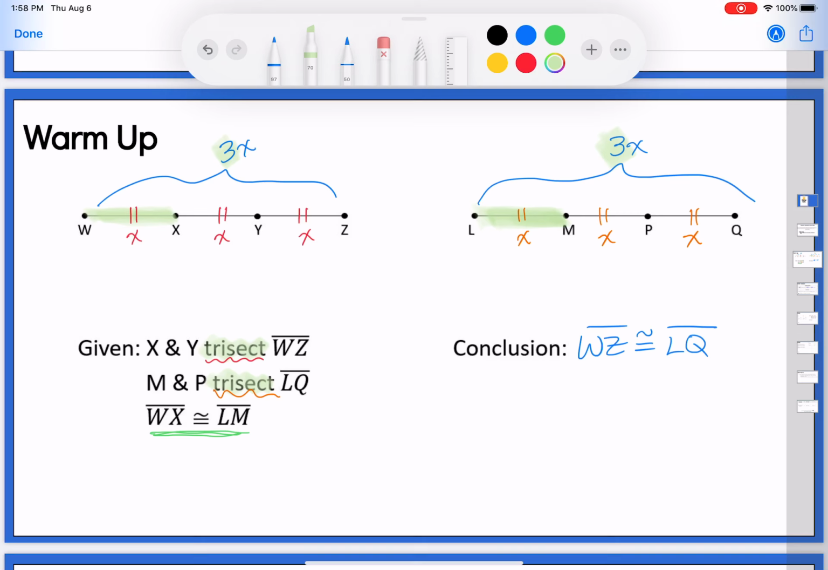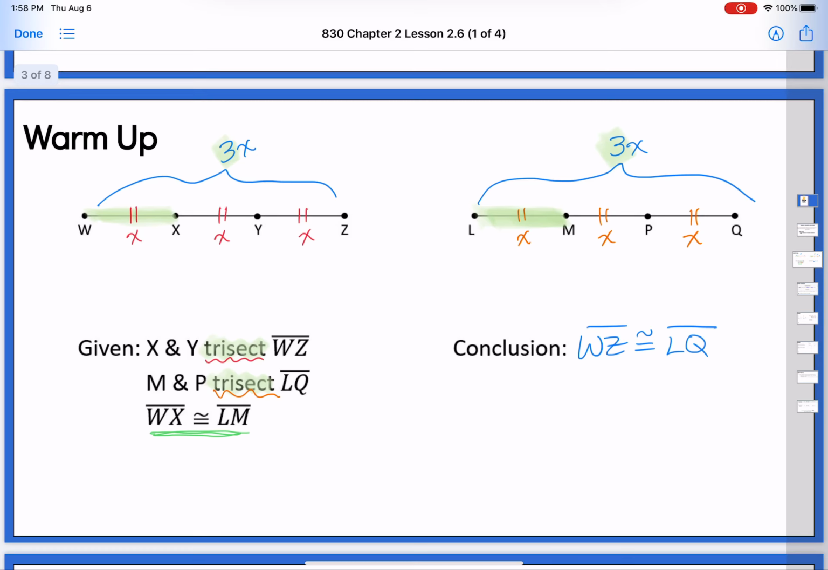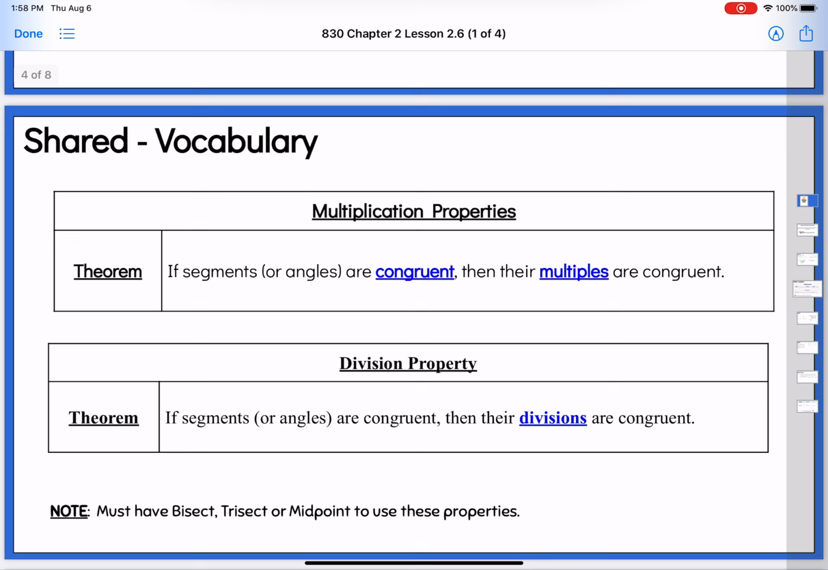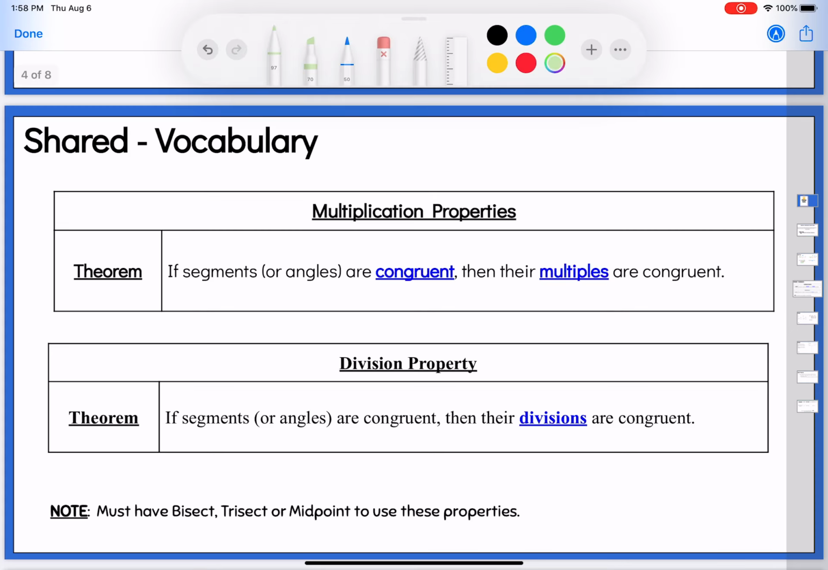So your warm-up was kind of linking back to things that you've already known, but it was also setting you up to discover the first of the properties, which is the multiplication property. So our first theorem for today is if segments, or angles, would work for angles as well, are congruent, then their multiples are congruent. And that's the multiplication property. A little bit easier to remember, a little bit easier wording than our addition property yesterday, right? So if segments or angles are congruent, then their multiples are congruent. That's the multiplication property. And then, you guys are so used to it.